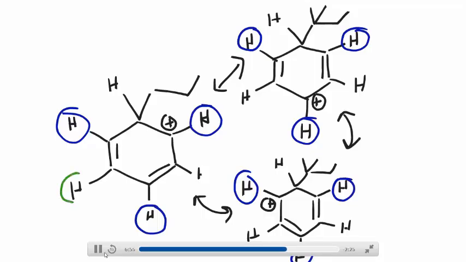If, on the other hand, you had a group at the positions that I'm circling here in green, you are a meta-director, and you would only have these three resonance structures. There will be no fourth, and so you're not as stable. They go a little slower because you don't want to put the two positive charges next to each other. Okay, let me redraw.